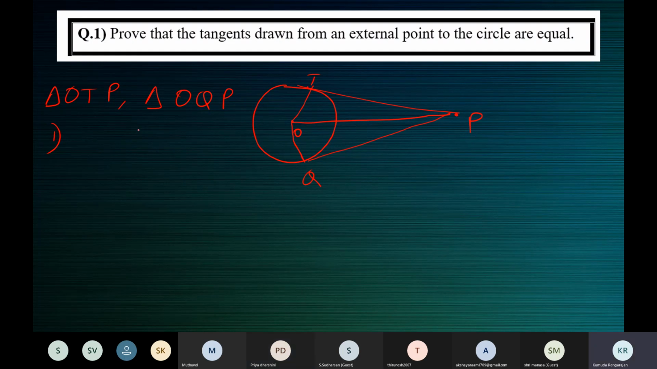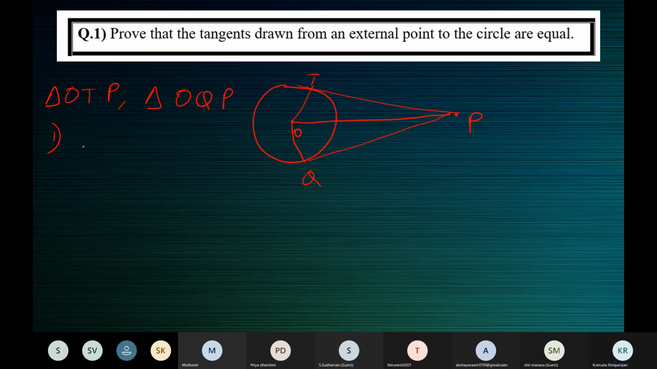I have a question. Is PT equal to PQ? No, ma'am, we need to prove that only, ma'am. Yeah, correct. I like your confidence, Priyadarshini. Very good. So we need to prove that PT is equal to PQ. That's not given. That is true, it's a fact, but we have to prove that fact now.